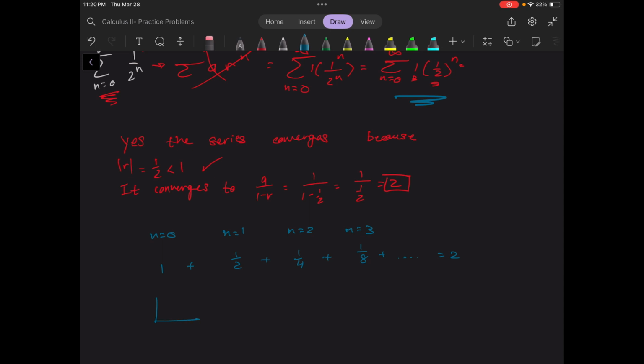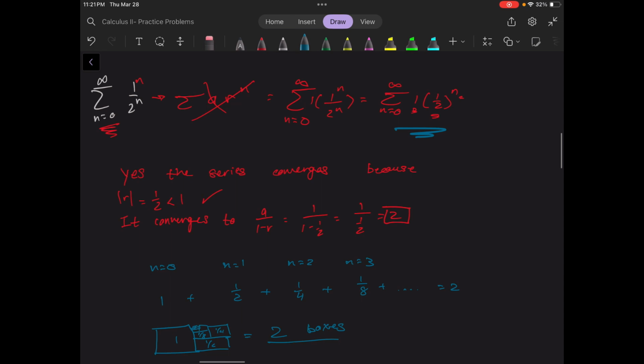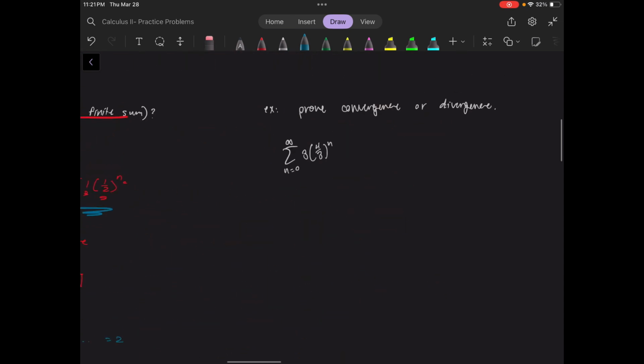So we can also represent this with a picture. If we take this box with area 1, and add it to a box of area 1/2, and add that to a box of area 1/4, and add that to a box of area 1/8, and you repeat and repeat and repeat, that's just going to equal 2 boxes. So that's how you can represent a geometric series intuitively.